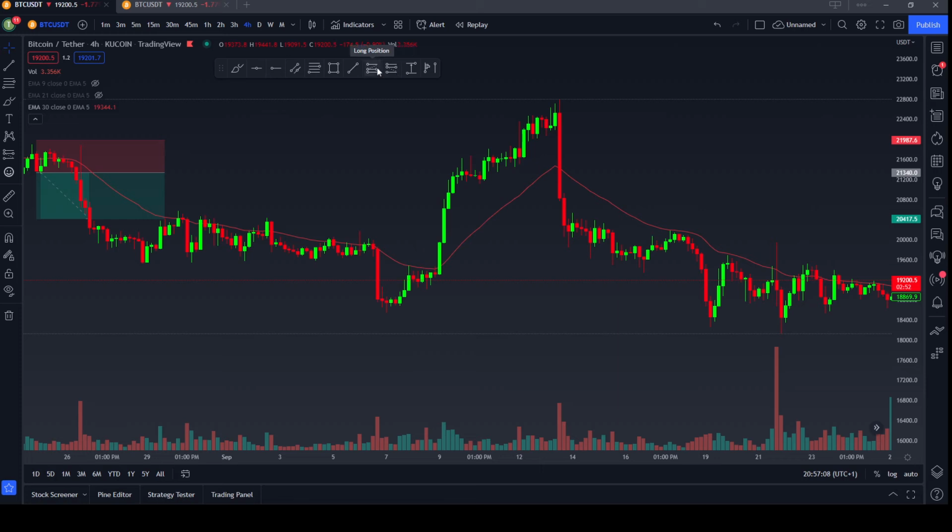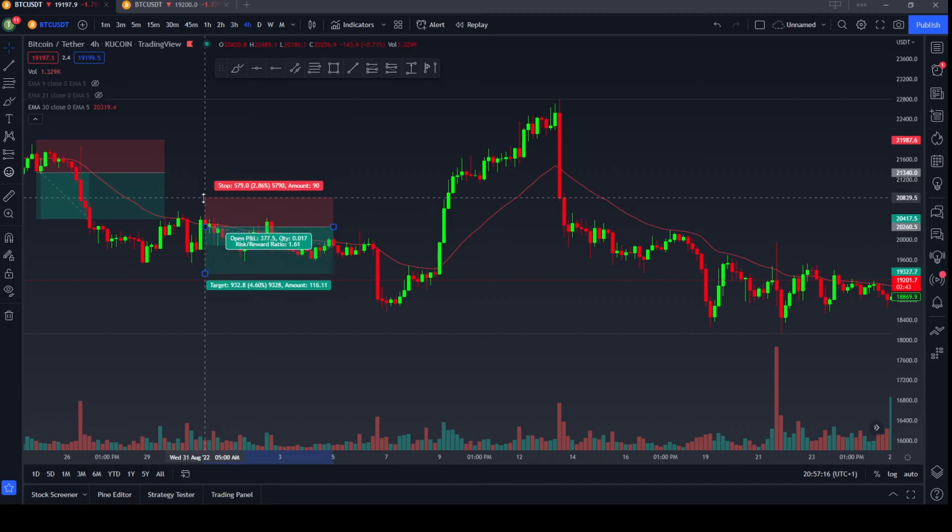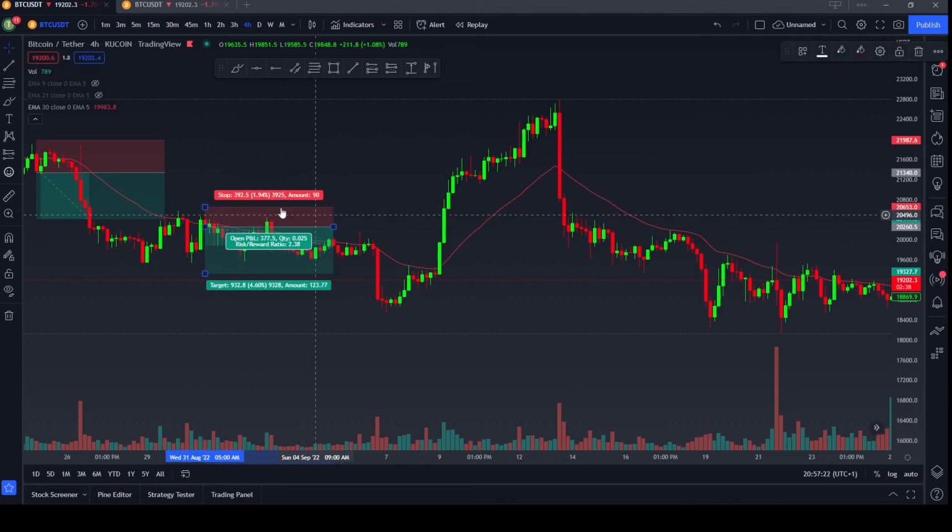But again, if we take even this one in this congested area, so this would have been our short entry. We'd have been just above the consolidation zone. So, pretty safe.